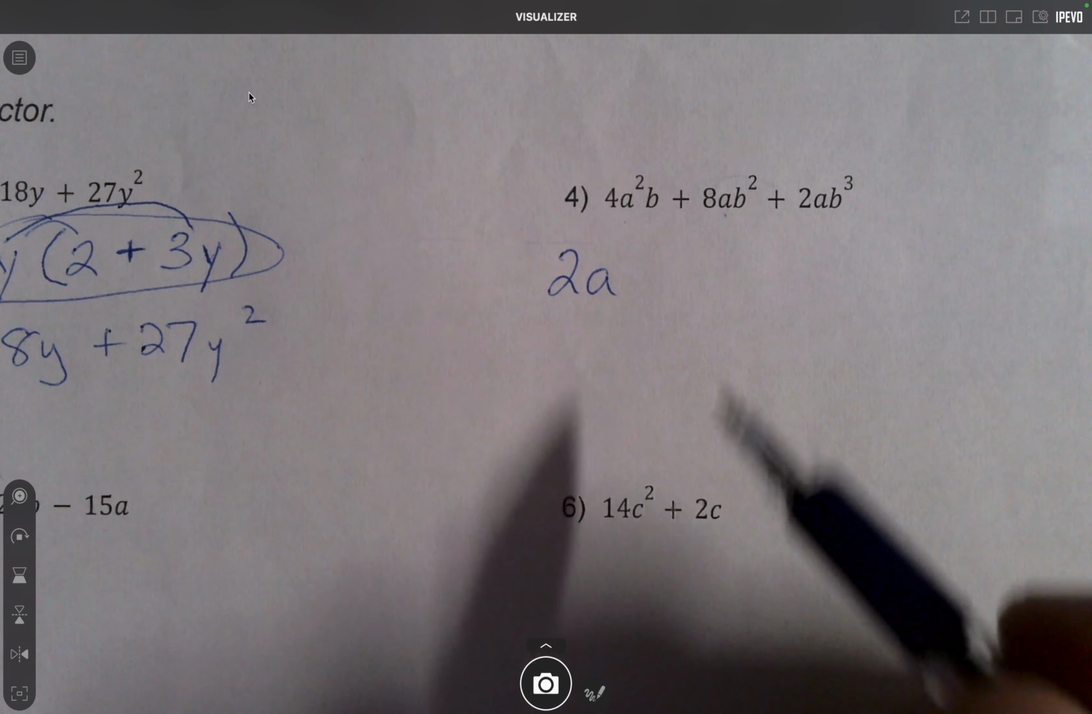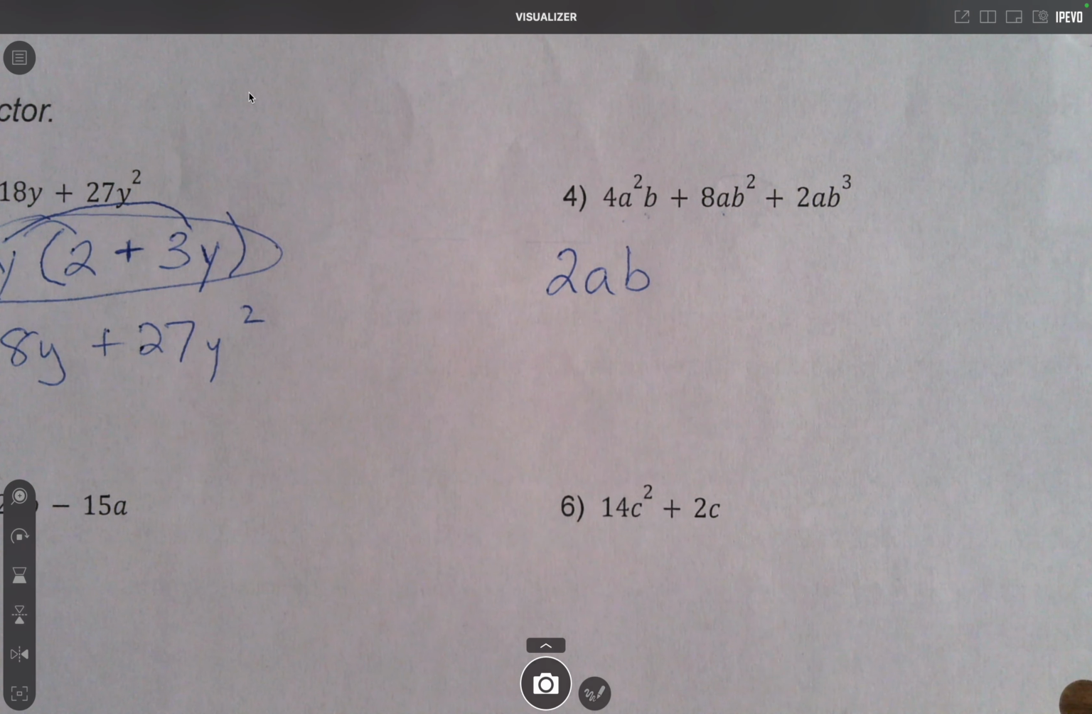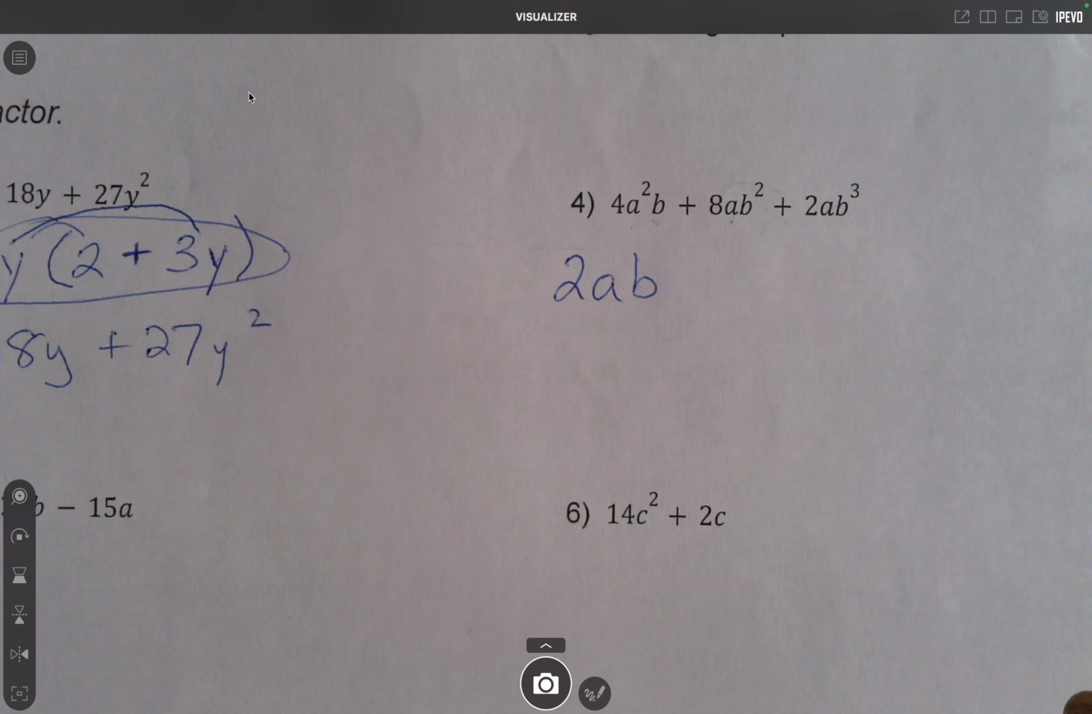They also all three have B's. B to the first, B squared, and B cubed. So the smallest value, smallest exponent of B is what we want to take out, which is B to the first. So you always take out the smallest exponent you see for each variable. So the greatest common factor for these three terms is 2AB.